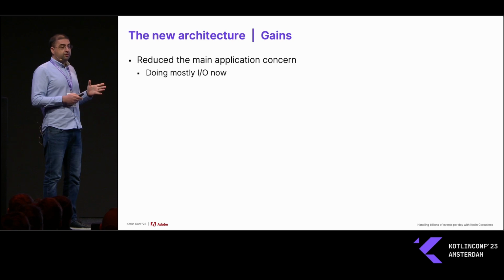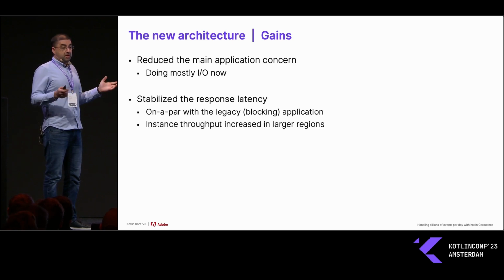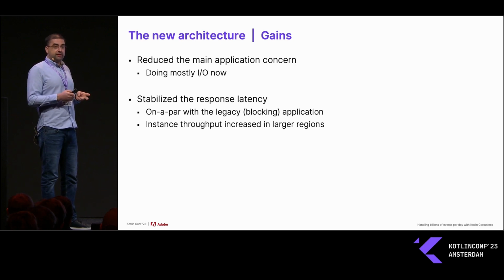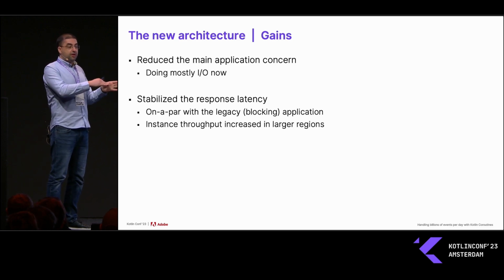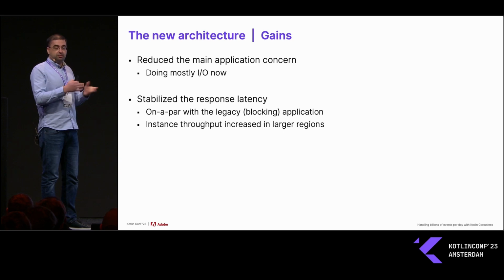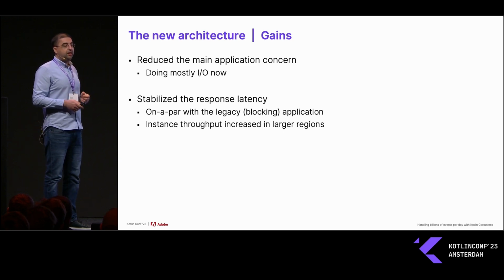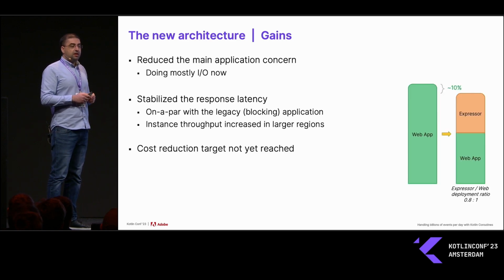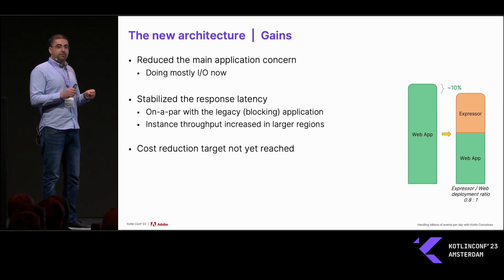The obvious gain from that is that we were doing mostly I/O on the web layer. And we also managed to stabilize the response latency. We were now on a par with the blocking legacy application we had at the beginning. Although the throughput slightly increased in larger regions, we weren't able at this point to meet our cost reduction target. We merely got a 10% reduction.